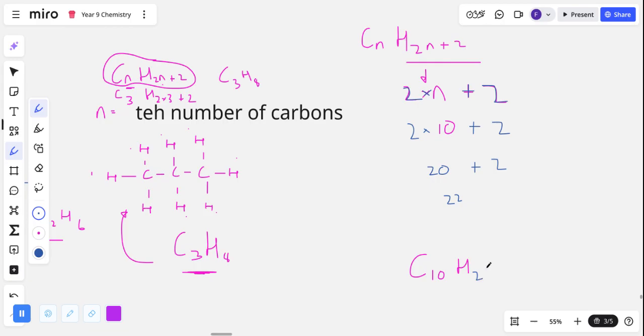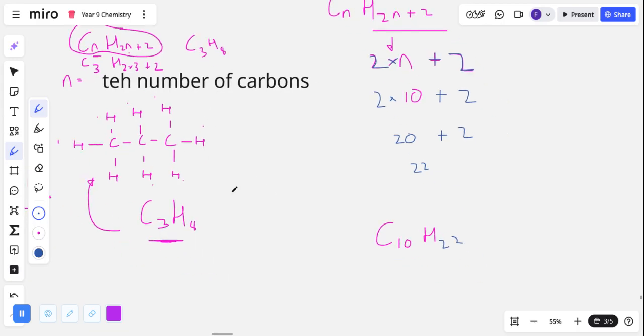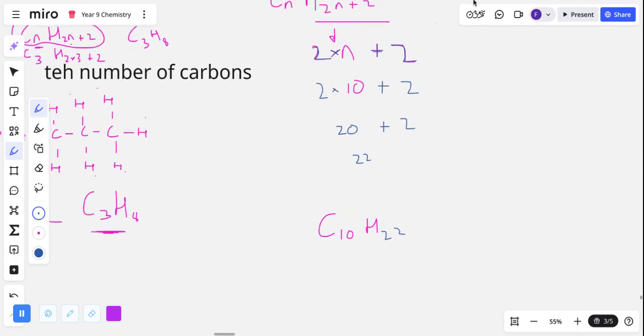And I am not drawing it out here. So do you know what? Let's see. Image of a 10 carbon alkane.